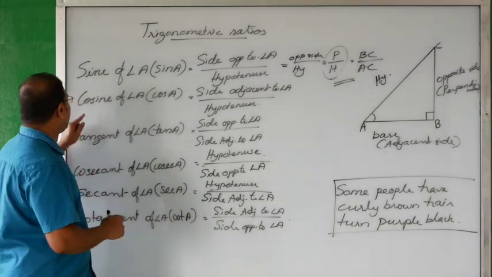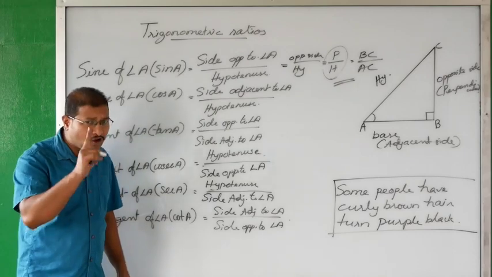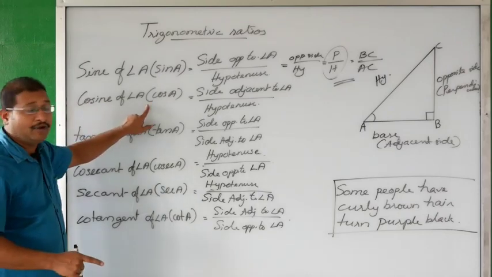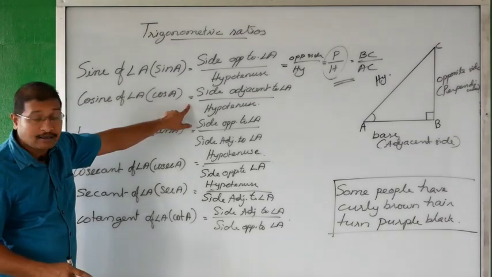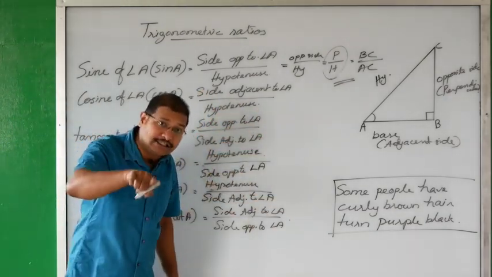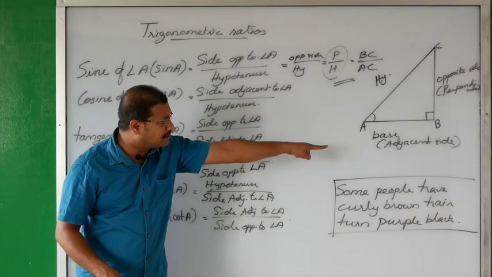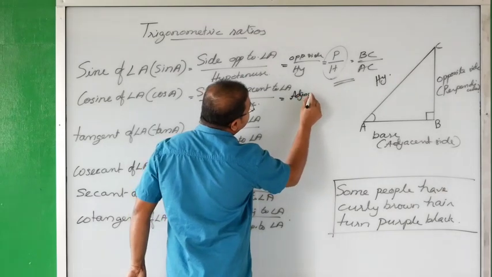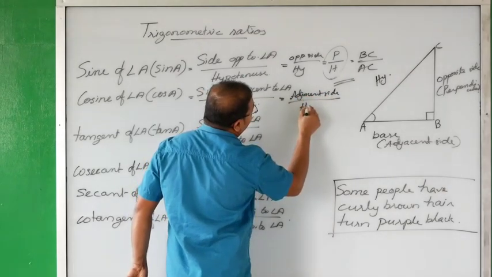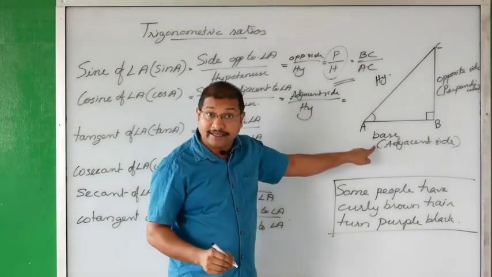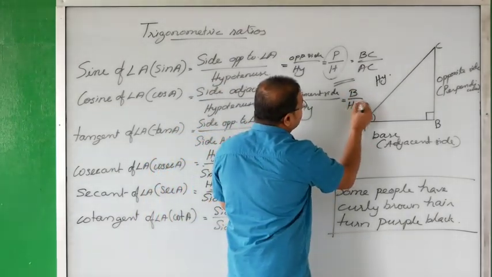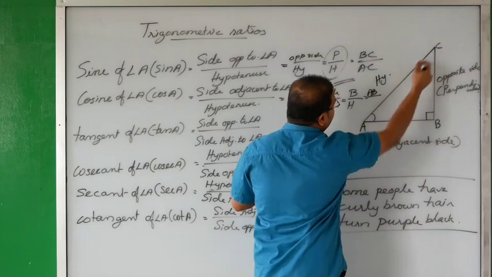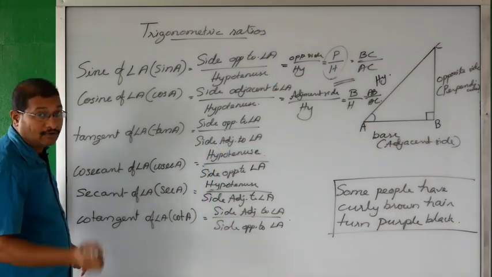Second trigonometric ratio, cosine of angle A, which in short we call cosine. Cosine of angle A equals the side adjacent to angle A, the adjacent side, divided by hypotenuse. Otherwise, adjacent side we can call base, so base by hypotenuse. In this diagram, base is AB and hypotenuse is AC.